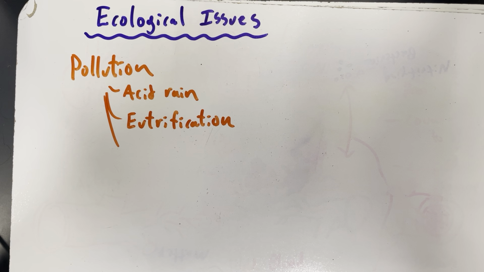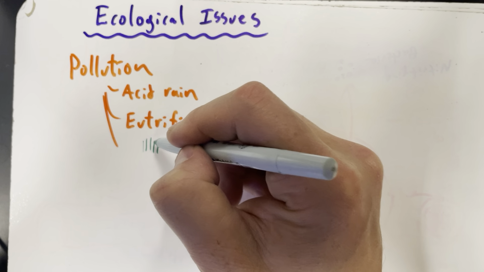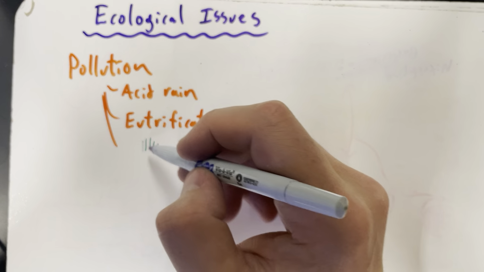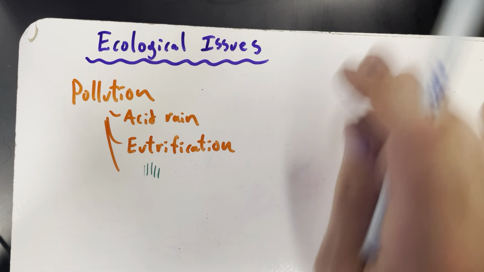What is it? So it's when you have farmland. We'll draw a little picture here. So here's your crop. What does the other word say? Acid rain, eutrophication. On the top? Pollution, ecological issues. I just put issues.